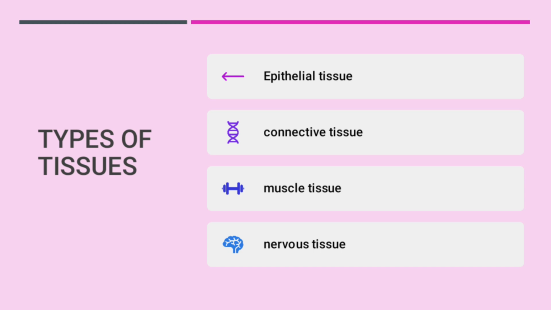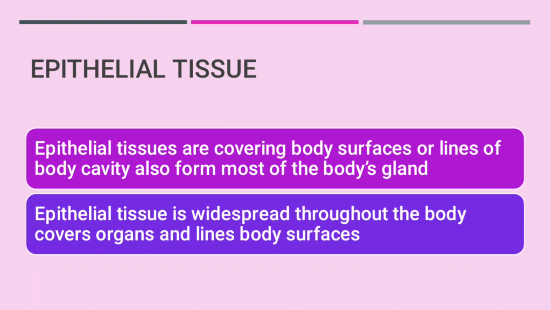So what are the types of tissues? The types of tissues are epithelial tissue, connective tissue, muscle tissue, and nervous tissue. Each and every tissue has its own characteristics and function. Every tissue type is very important for our body.